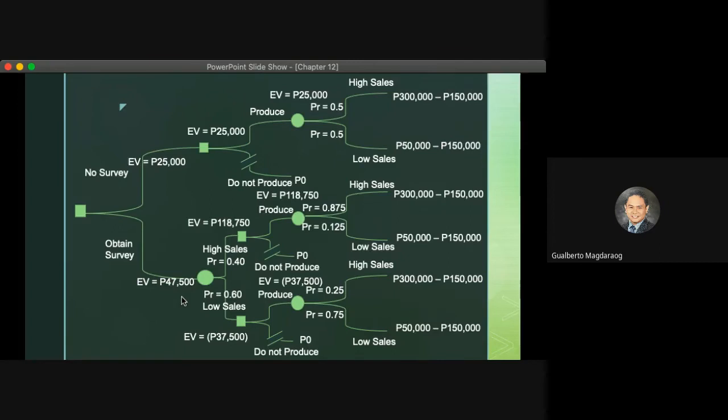So, choosing between the two, dahil yun ang susunod natin, square na siya, we have to decide dito tayo sa mas mataas, 47,500. Kaya ang decision natin is to obtain a survey and we might be able to earn 47,500. Okay. Now, magkano ang pwede nating ibayad doon sa perfect information or doon sa survey?